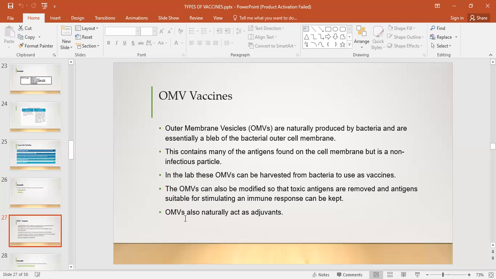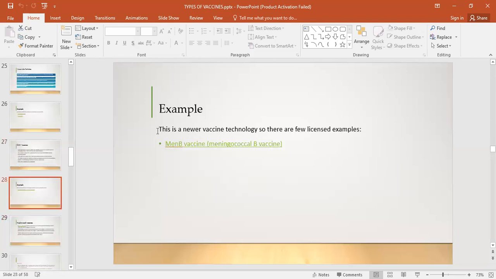Outer membrane vesicles also naturally act as adjuvants. For example, meningococcal B vaccine. This is a newer vaccine technology, so there are few licensed examples, and meningococcal B vaccine is one of them.